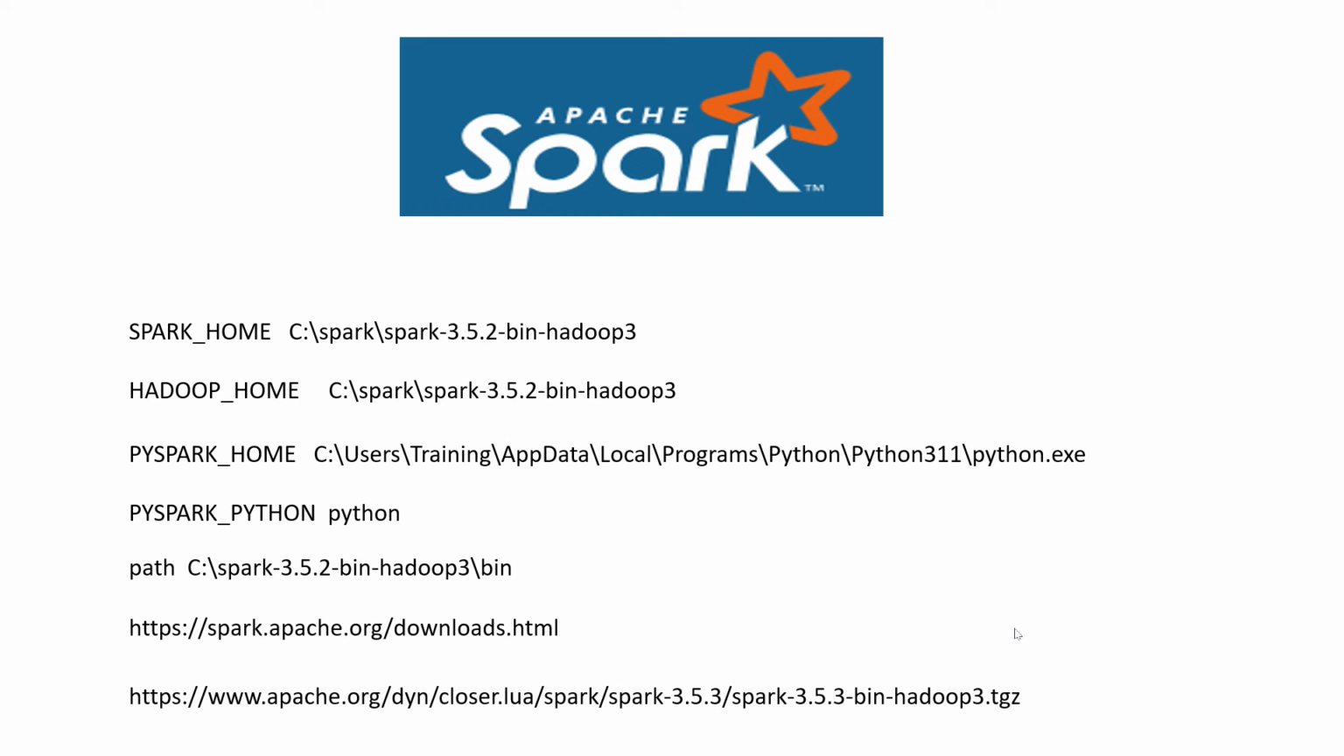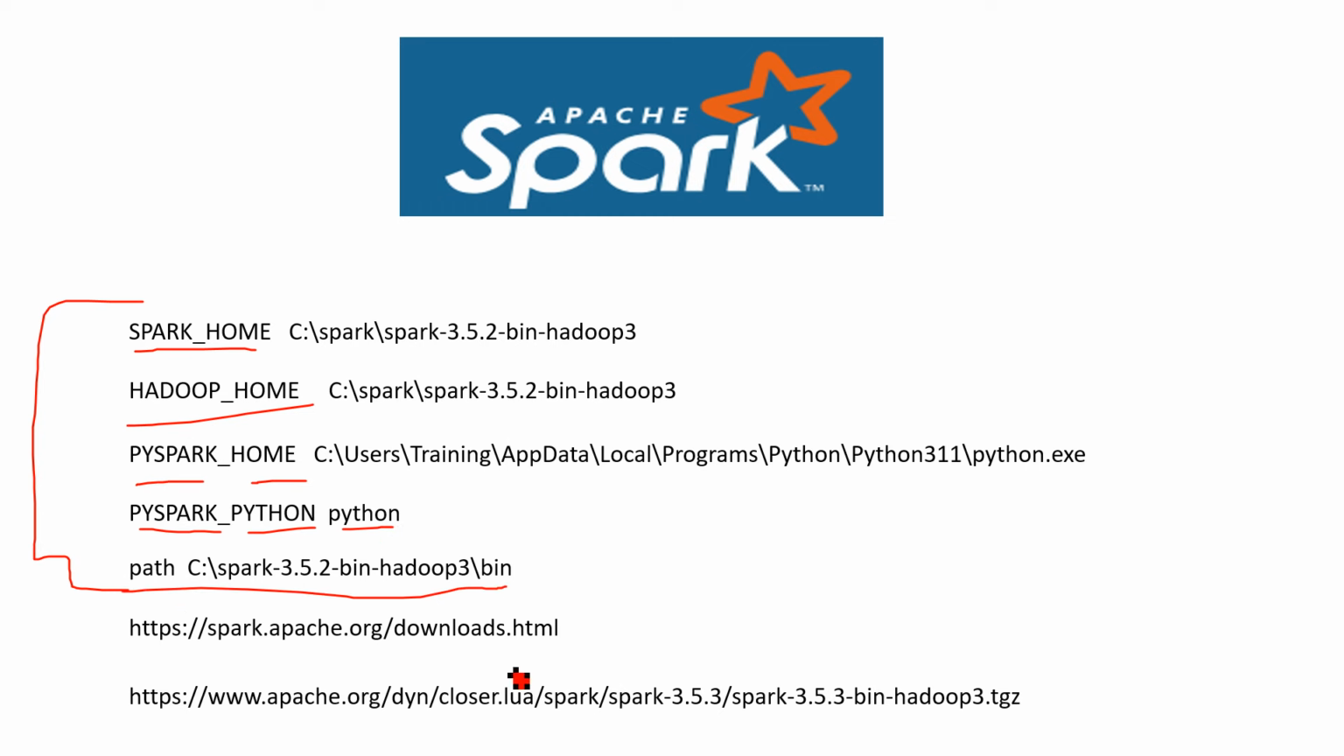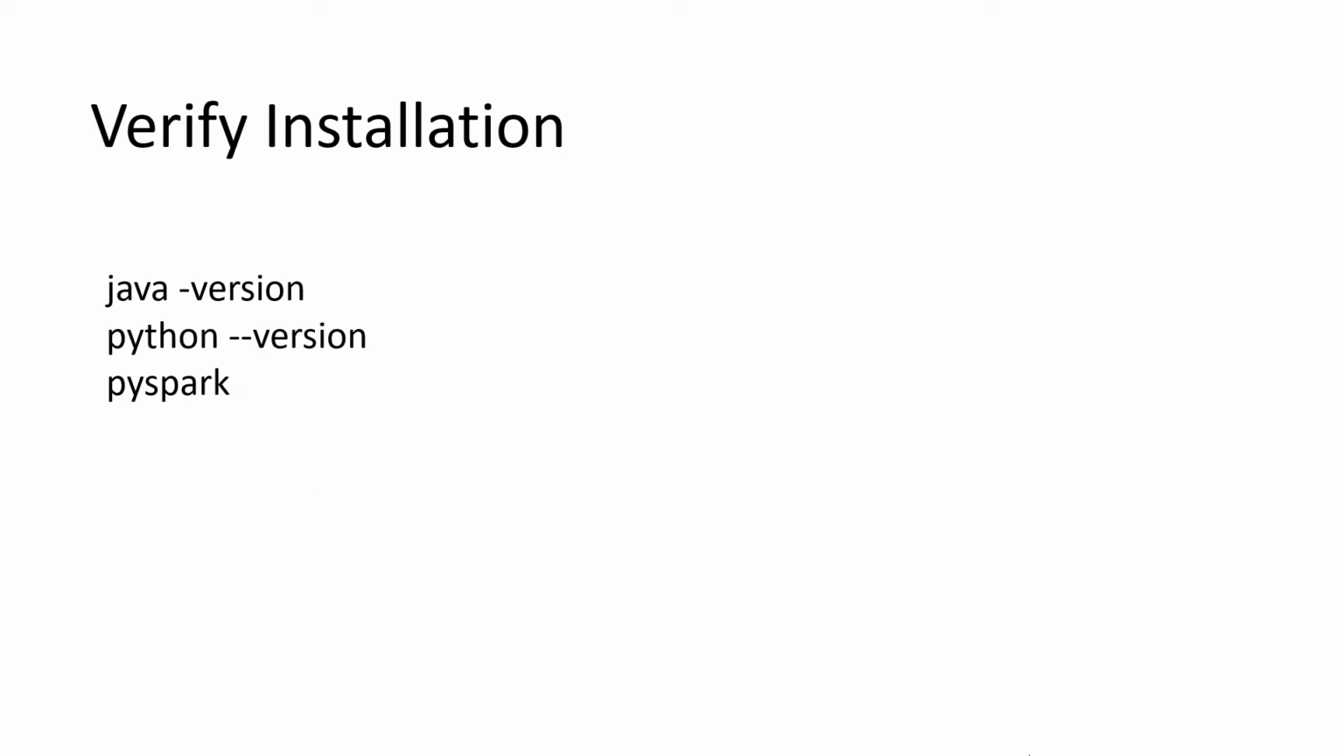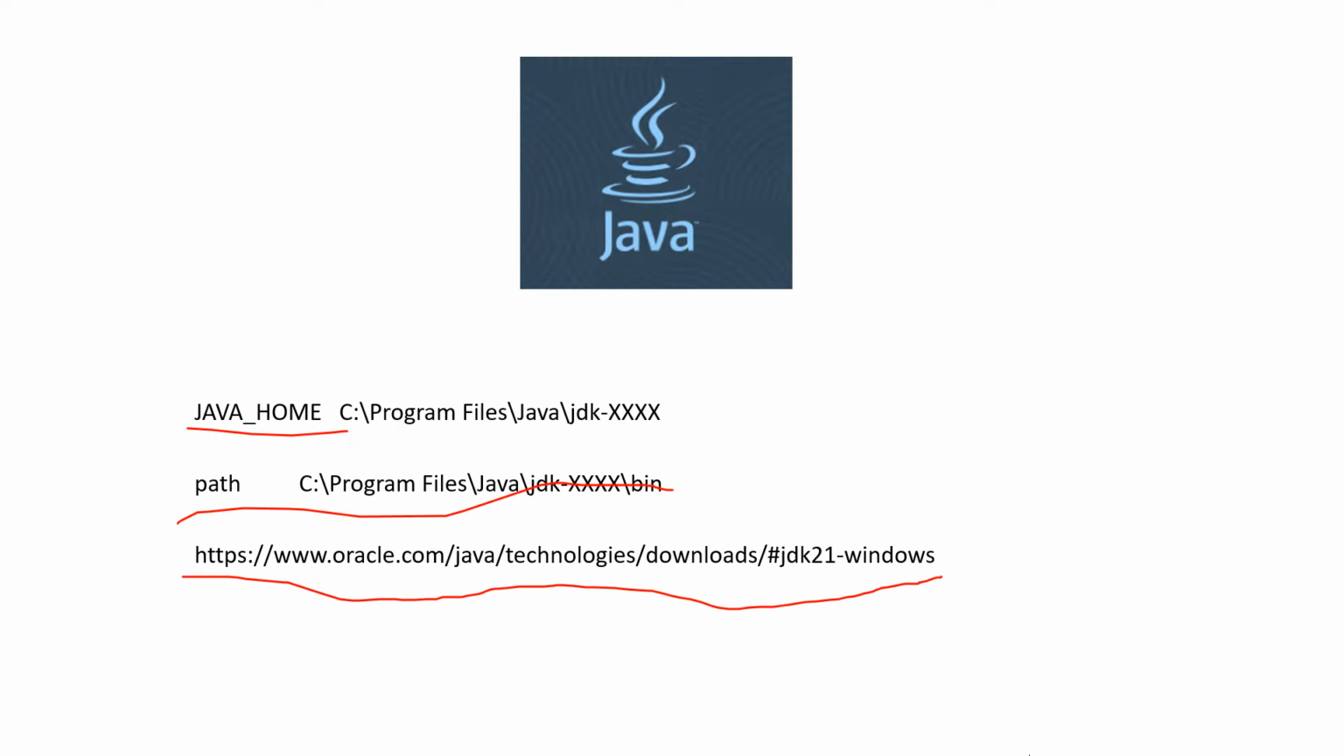Then Apache Spark we will set in the path and all into the environment variables, especially SPARK_HOME, HADOOP_HOME, PYSPARK_HOME, and PYSPARK_PYTHON for the Python executable, followed by the path of where we are installing. These are the links we are going to refer to. And WinUtils we'll also install, and then verification. So let's go and do that one by one.